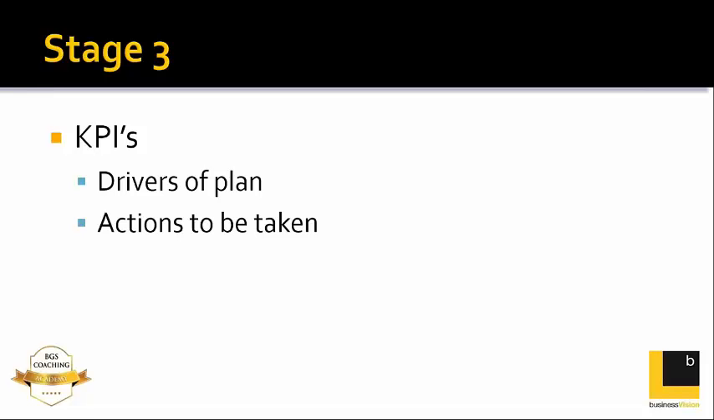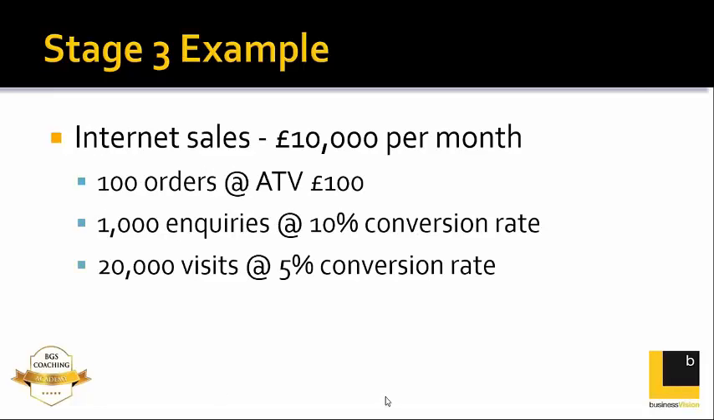I'll just go through a little example of that just in case that's not crystal clear, because it's not an easy concept unless you're doing it already. So if we look at a business where part of their plan says we want to achieve 10,000 sales per month on the internet.